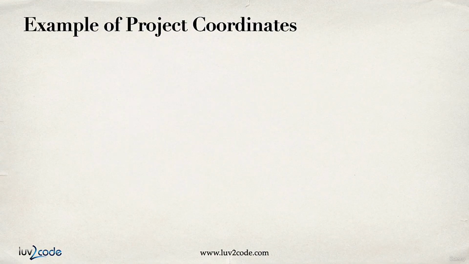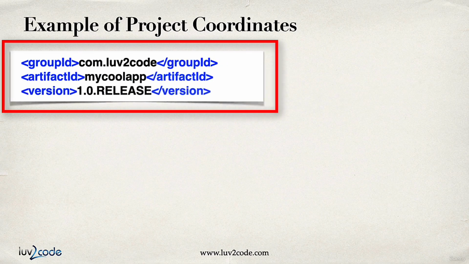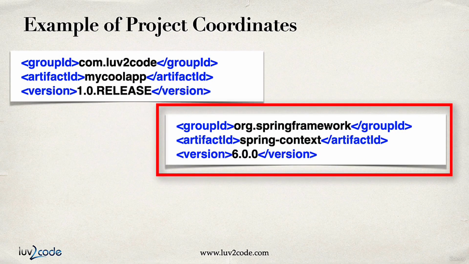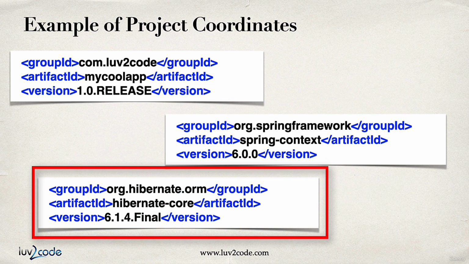So let's look at some real examples of project coordinates. We saw the example up top of our com.love2code example. And let's look at the dependency for the Spring project. Notice here we have the group ID, the artifact ID, and the version. And let's also do a similar thing by looking at the dependency information for Hibernate. So here we have the group ID, the artifact ID, and the version.